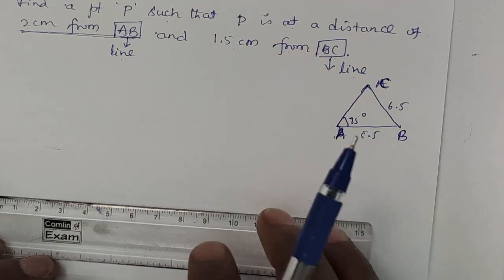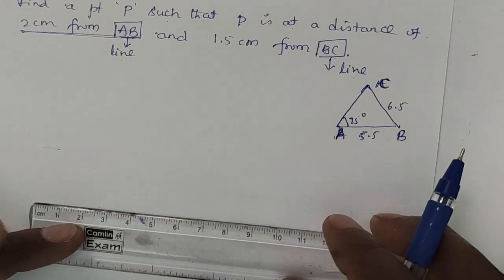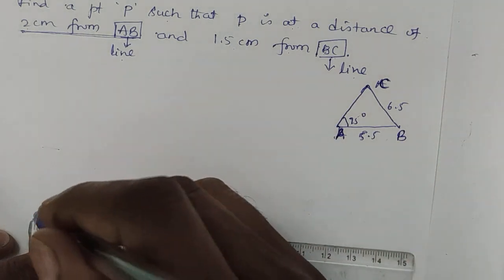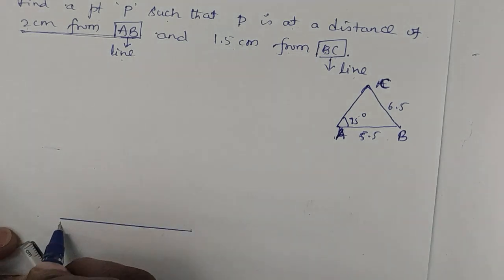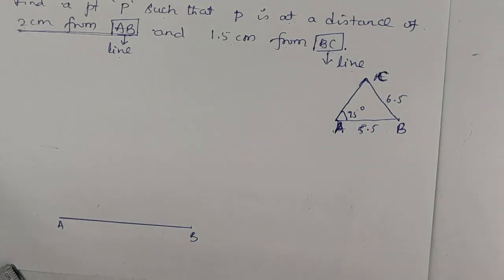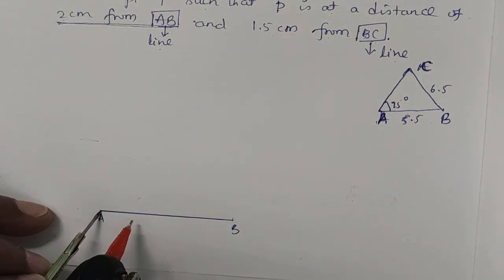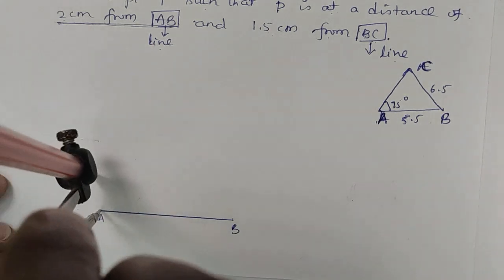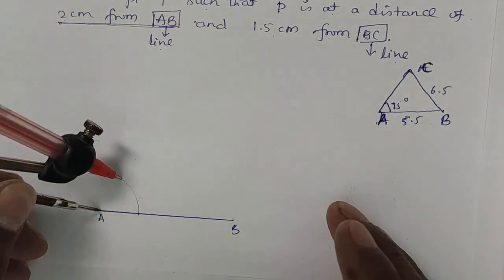So first AB 6.5, sorry, 5.5, AB 5.5 construct. Yes, AB 5.5 is done. The next one is angle A, 75 degrees. We need angle A 75 degrees. Go to angle A, where you need the angle. There, first construct one arc with an approximate measurement. So this is the major arc.